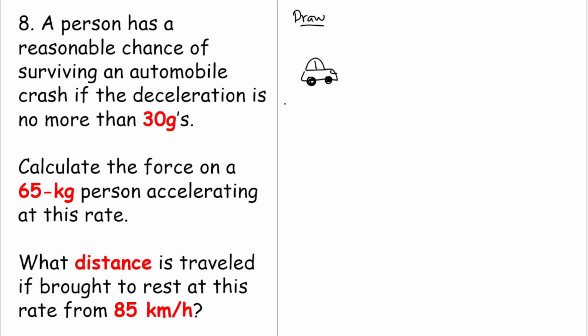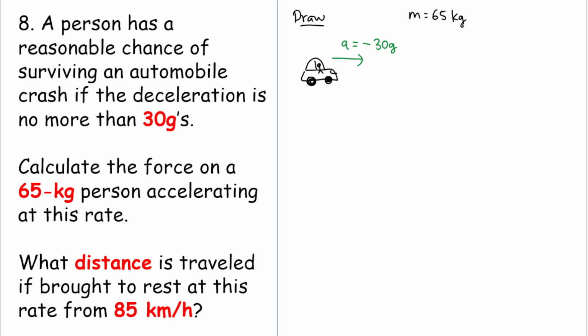And then it has a deceleration of 30 Gs. So I will have the A here. And because this is deceleration, it is the negative part of the acceleration, and that will be 30 G. Good. And then we have the mass of the person inside. So we will have the driver here with the mass of the driver. That will be 65 kilogram.